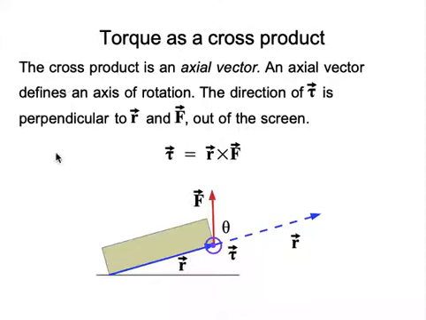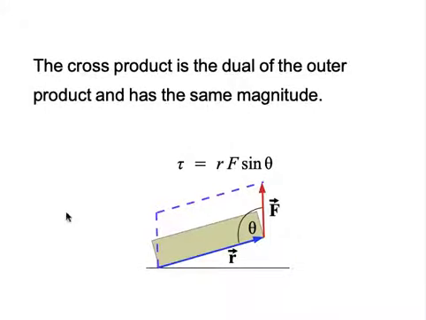The cross product is an axial vector, and an axial vector determines the axis of rotation. So the direction of vector tau is perpendicular to r and F and out of the screen. That is, if we put our index finger along r and our middle finger along F, our right thumb will be along tau coming out of the screen. The cross product is the dual of the outer product, and so it has the same magnitude as the outer product. That is, tau is equal to rF sine theta.